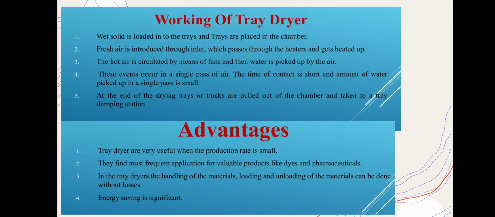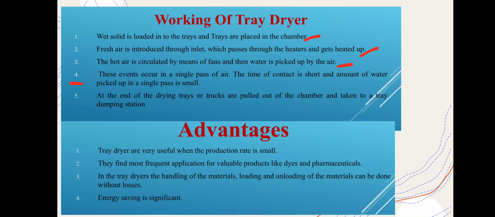Working of the tray dryer: wet solid is loaded in the trays and the trays are placed in the chamber. Fresh air is introduced at the inlet, which passes through the heaters and gets heated up. The hot air is circulated by means of fans and water is picked up by the air. These events occur in a single pass of air. The time of contact is short and the amount of water picked up in a single pass is small.